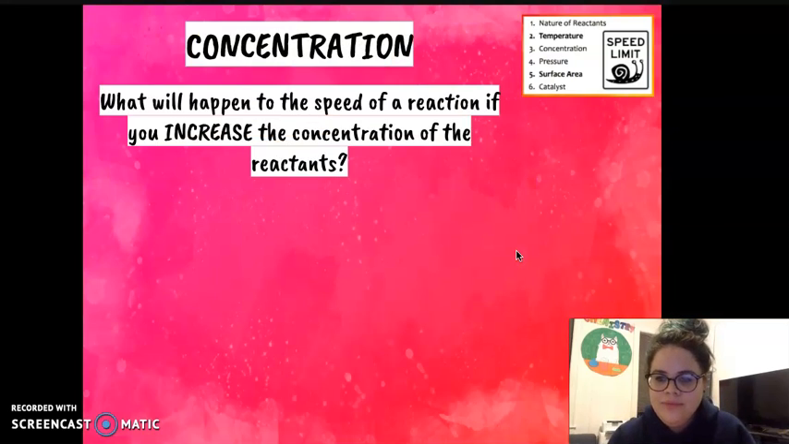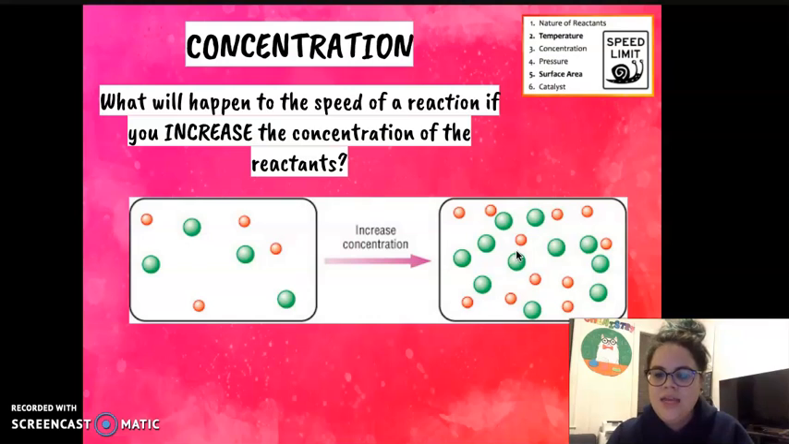Concentration is a new one. Hopefully you remember that concentration is the amount of stuff you have per volume. We look at it mostly in terms of molarity, which is moles per liter, and so I want you to think about this for a second. If I take a substance, let's say I'm reacting my green and my red atoms here, and I add more of them, I increase the concentration, what impact do you think that will have on the rate of the reaction?